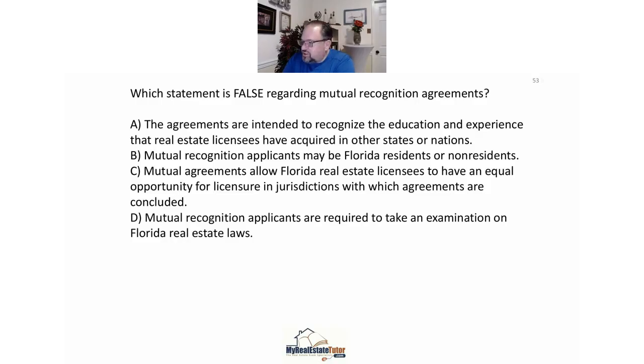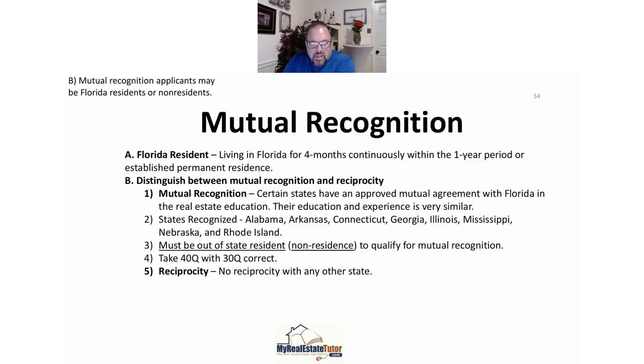Now, let's look at this. Mutual recognition. And then we're going to circle back and look at the question. Mutual recognition. You have to be a Florida, or excuse me, you have to be a non-resident. Let's start with that statement.